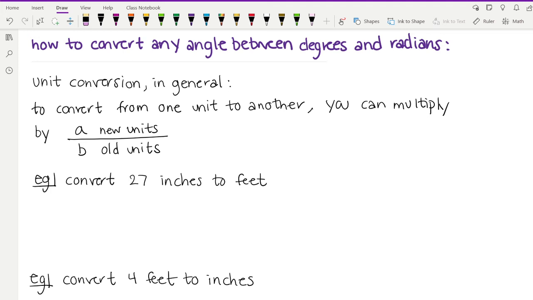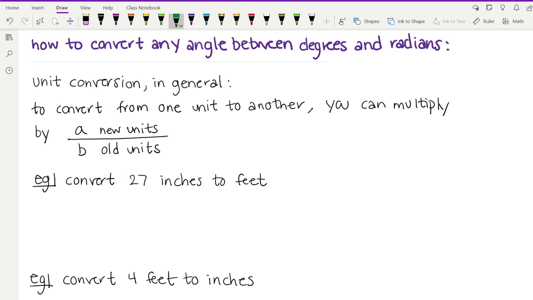And so the reason that this method works is because, and we'll see this in action in a second, when you're multiplying by two things that are equivalent, right? Let's say you're multiplying by 12 inches over 1 foot. 12 inches and 1 foot are equal to each other. And so you're not changing your number when you multiply it by the same thing over the same thing, right?